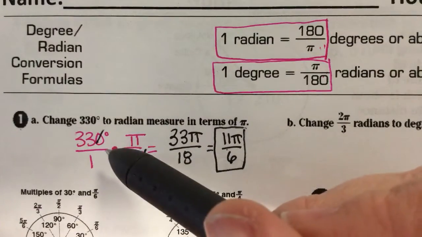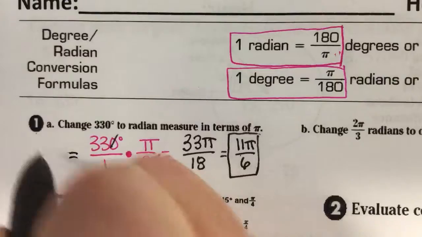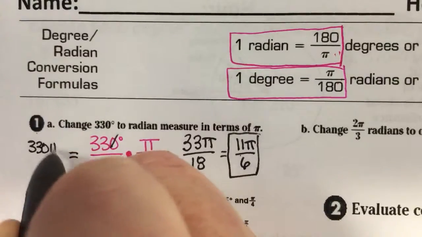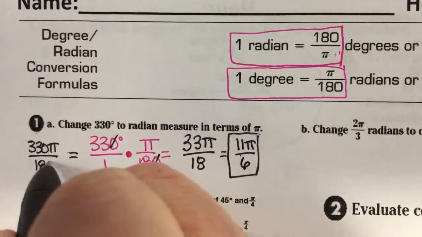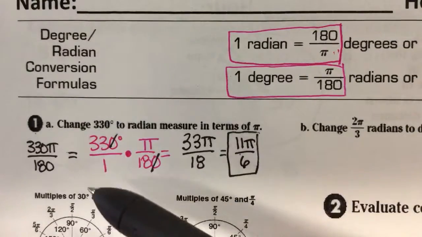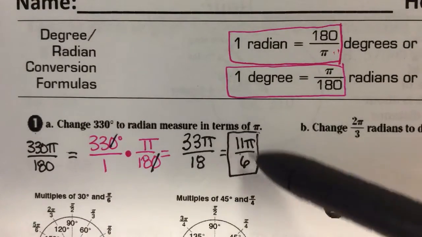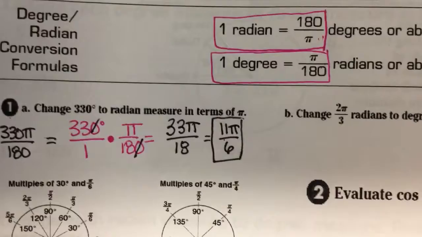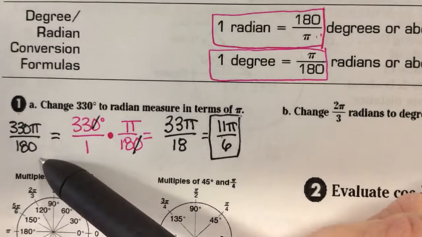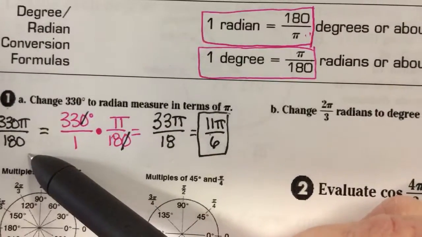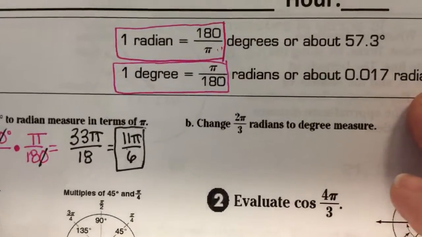If this messed you up, go ahead and just do 330 pi all over 180 degrees. You cannot just throw this into your calculator and have a decimal. It needs to be written in fraction form, okay? So don't just jump straight to the calculator, throw it in, and be done. All right, so let's look at this next one.